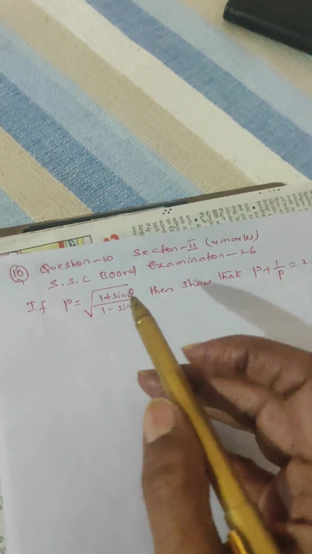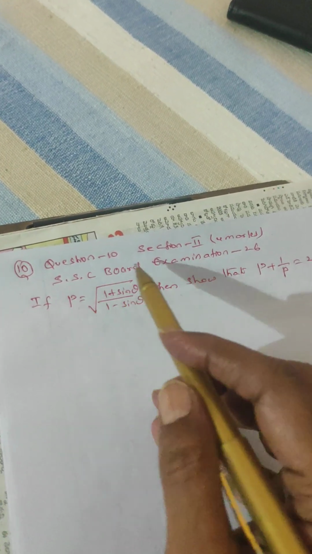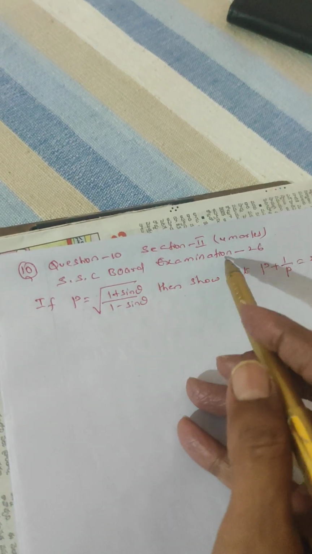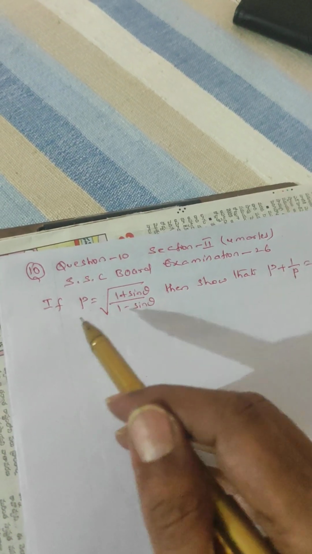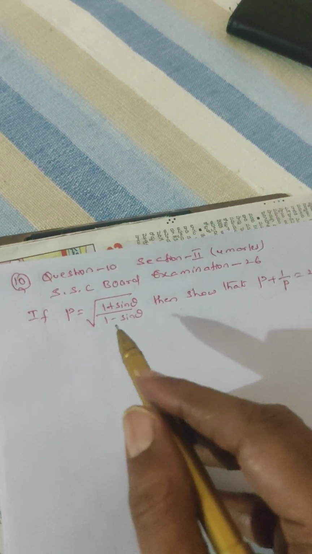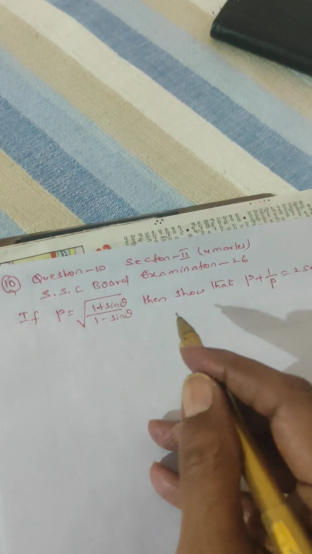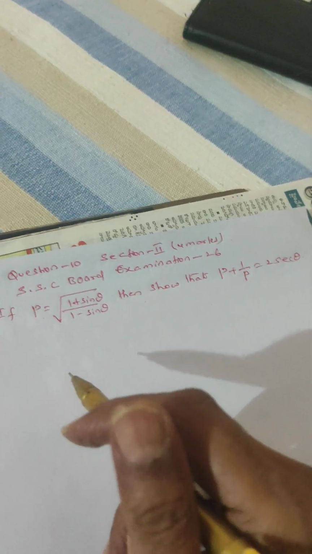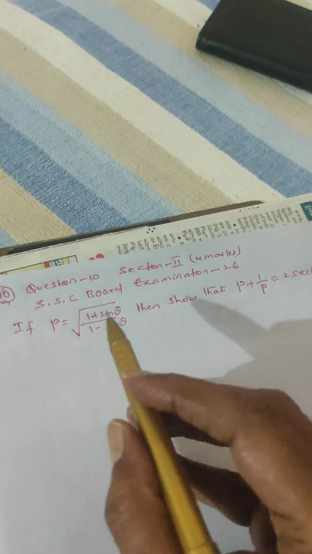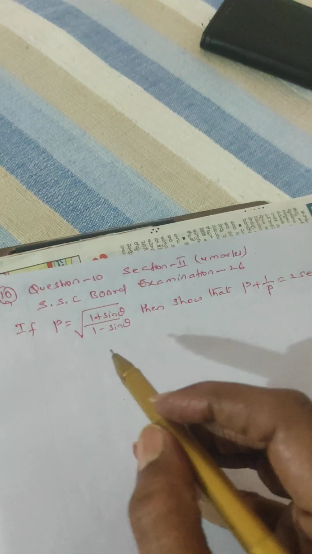Hello everyone. The question number 10, section 2 for 4 marks in SSC board examination 2026 came from trigonometry, which is 11th chapter. Many students got a little bit confused while solving this problem. So let me explain this problem in detail. First, let us see what is the given part in this question.